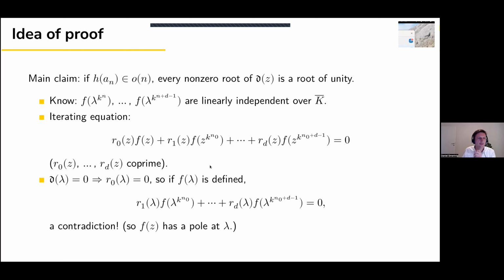And now the point is that lambda was a 0 of the Mahler denominator. So it must be a 0 of this R0 because it's a 0 of all these initial terms of a Mahler equation satisfied by f. So if lambda is not a pole of f, we can just plug in lambda into this equation, and this first term will go away because R0 of lambda is 0. And then we get this equation. And because the Ri's are co-prime, actually not all of them vanish at lambda, lambda is not the root of all of them. And so we get the linear dependence between these values.